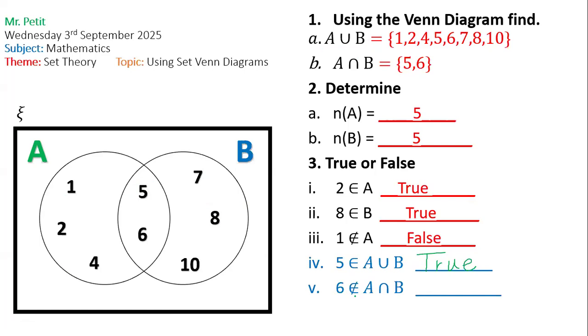So 6 is not an element of A intersect B. It's saying that 6 is not an element of A intersect B. But we know that what? 6 is right here. 6 is in the intersection. If we look at the diagram, 6 is definitely part of the intersection. And so we can't say that 6 is not a part of the intersection. Or if we do, that would be a false statement. So the answer here is false. Okay, so for these two, it's true and then false.